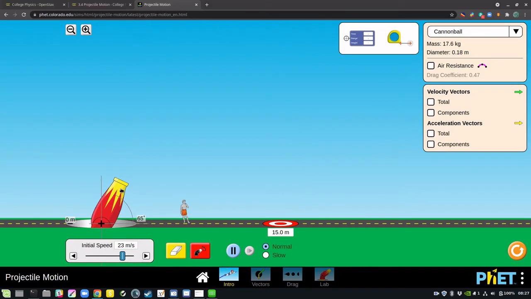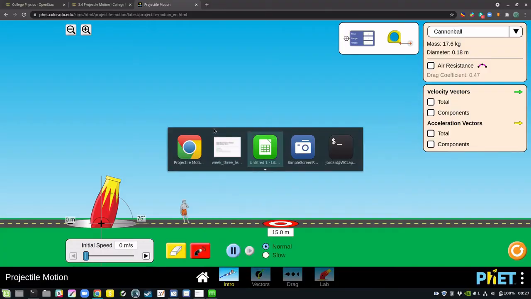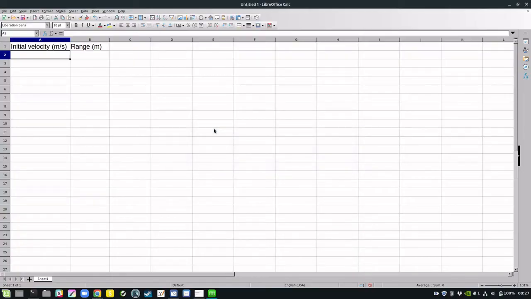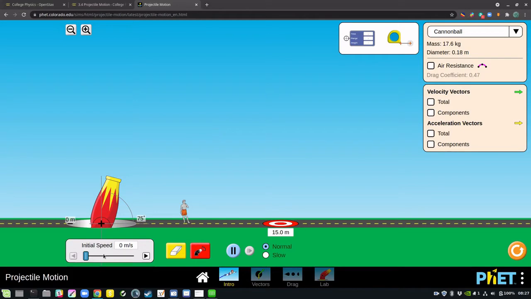So let's stick with, let's say, 75 degrees, and we'll start with maybe 5, 10, 15, 20, 25, 30. Maybe increments of 5 meters per second is a reasonable guess. So let's go with 5, 10, 15, 20, 25, 30, 35. Can we go to 35? What's the maximum? Nope, just 30.